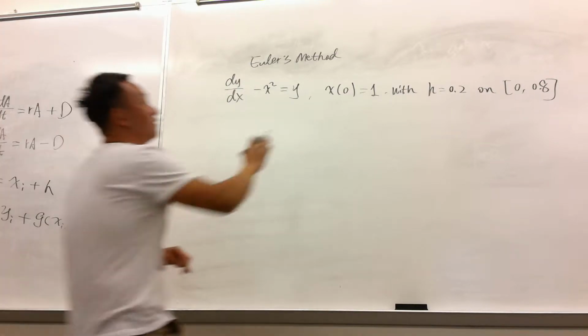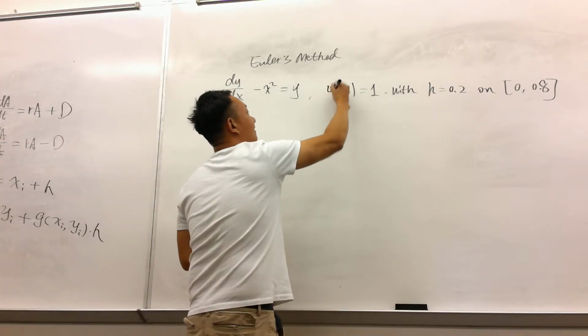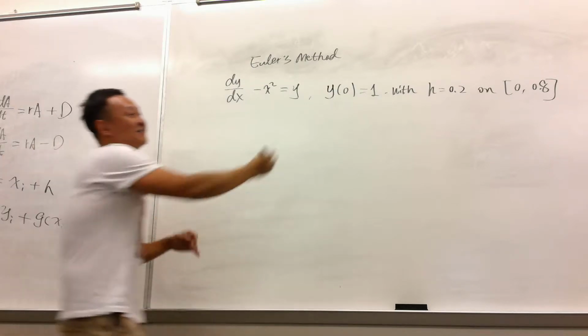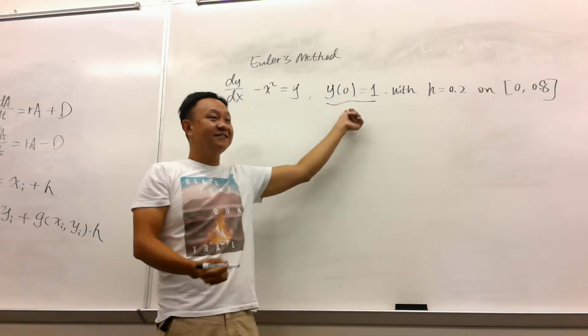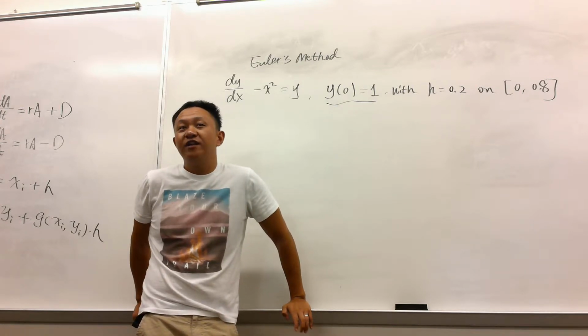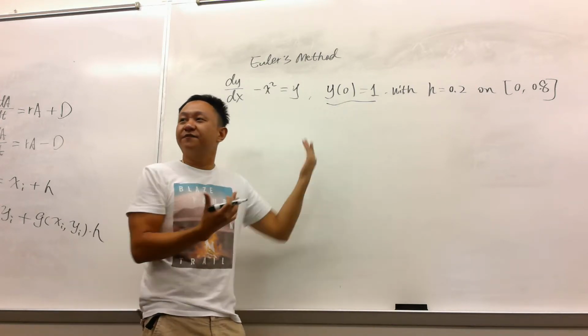You are right. It should be y of 0. Yes, you are right. Pretty good. Okay. And I did it on purpose. It's a typo for you guys. All right. It's y of 0 equals 1. And guys, the initial condition means what? When x equals 0, your y equals 1. Okay. All right, guys. What do you need to extract from the condition?